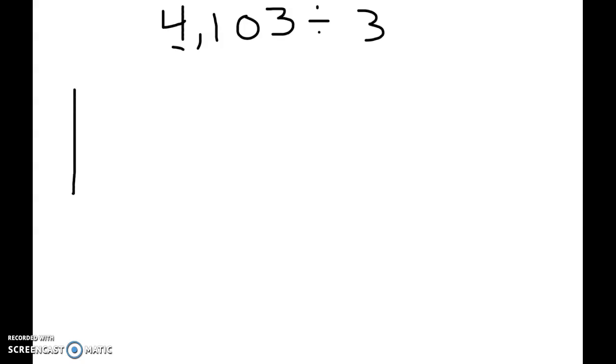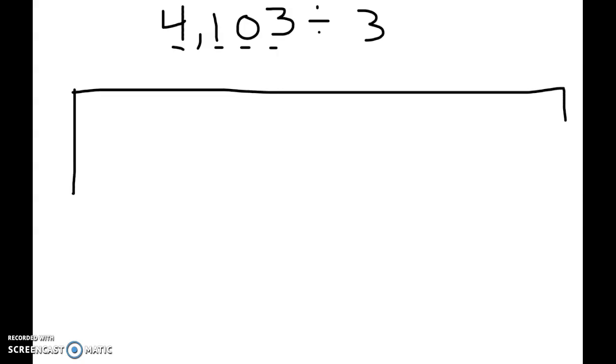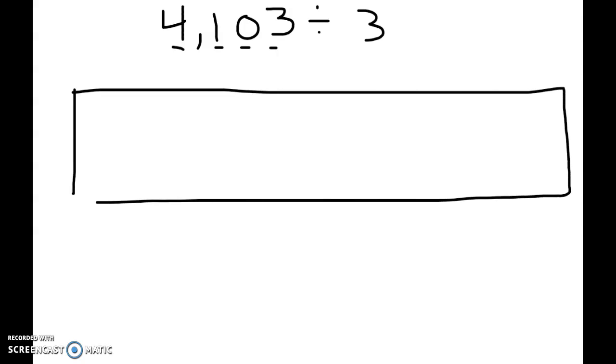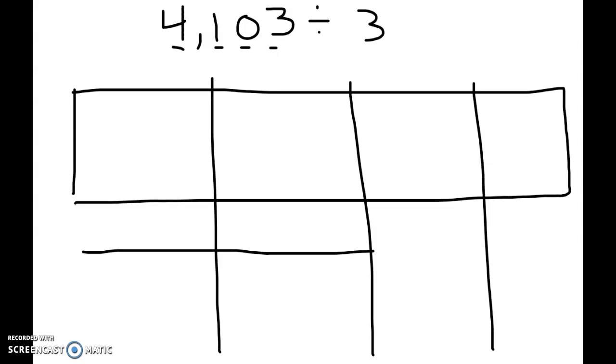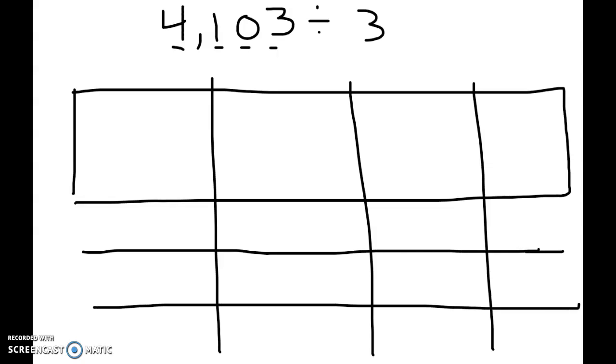and now I have 4 digits here. So I need to have 4 spots in my area model. So I have my ones, tens, hundreds, and thousands. And I know I'm dividing by 3, so down here I'm going to make sure I have 3 equal rows or groups to divide into. 1, 2, 3. Now I'm going to break apart 4,103 into expanded form.